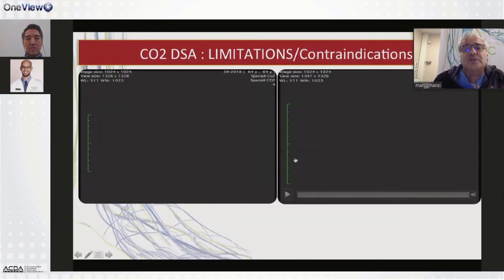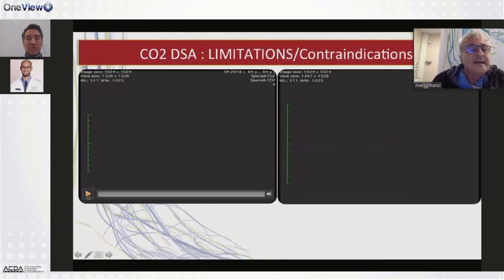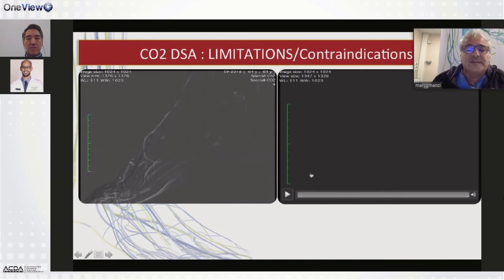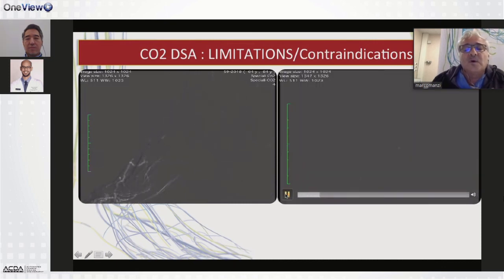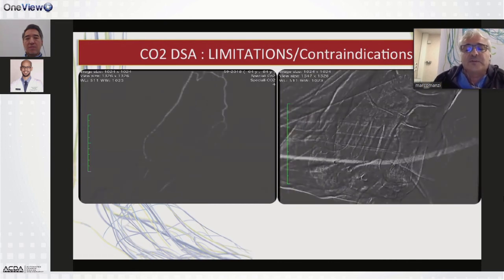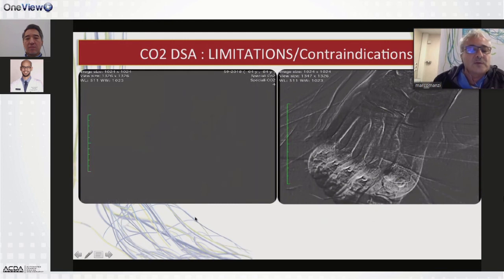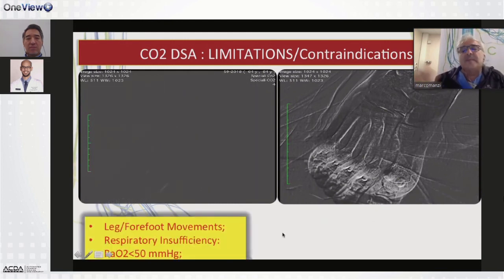So the limitation in our everyday routine job is the movement. If the patient stands still, you can see here how good the imaging is, with no problem. It's very easy to have movement in the anteroposterior view. You can see here the final acquisition. There is a movement of the foot. That's why we try to help the patient with a bandage.